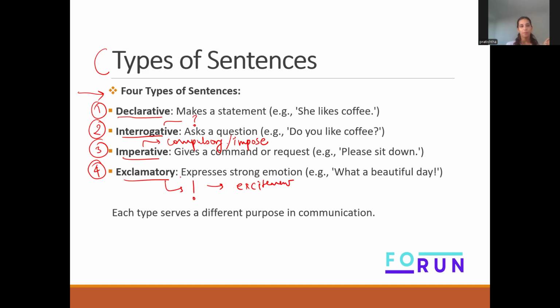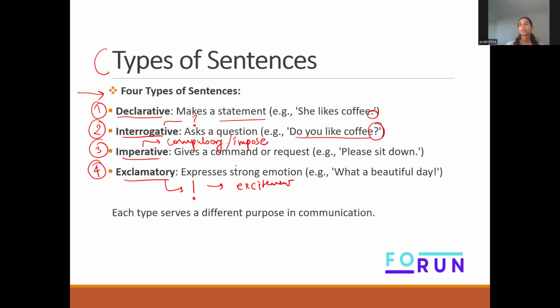So that is exclamatory. Now, declarative sentences, they usually make a simple statement that ends with a full stop. So she likes coffee. It's just declaring that she likes coffee. Interrogative, it asks a question. Do you like coffee? Right? It's a question. Do you like it? It usually ends with a question mark.